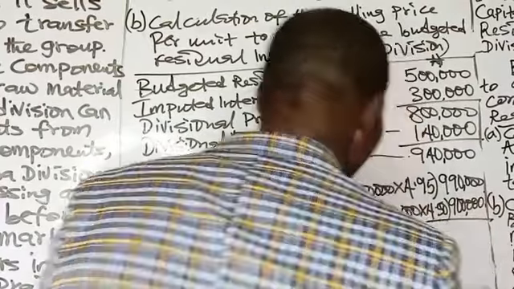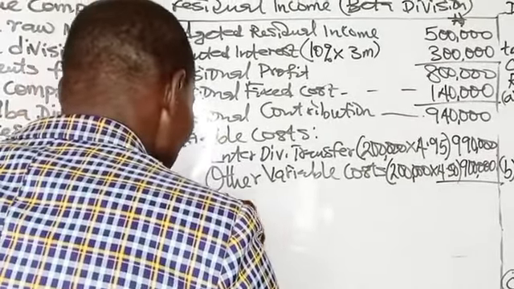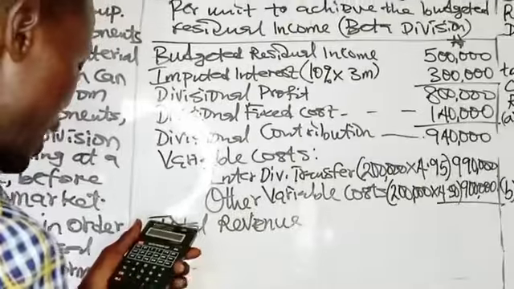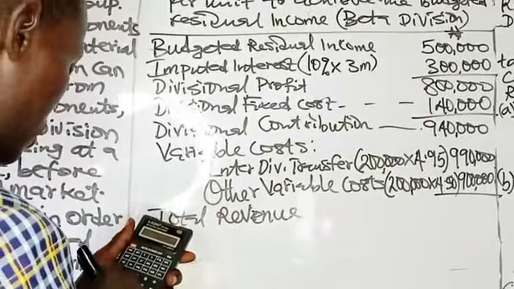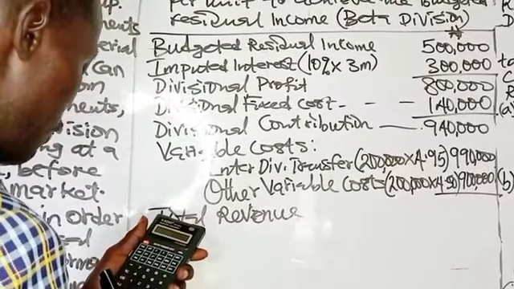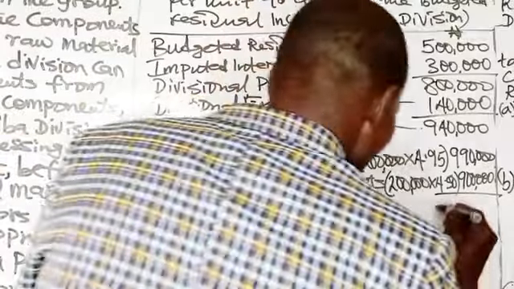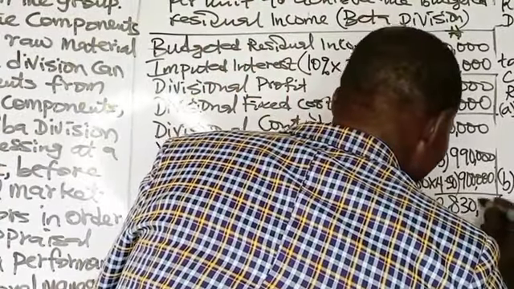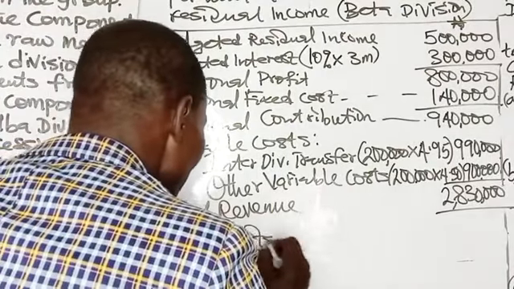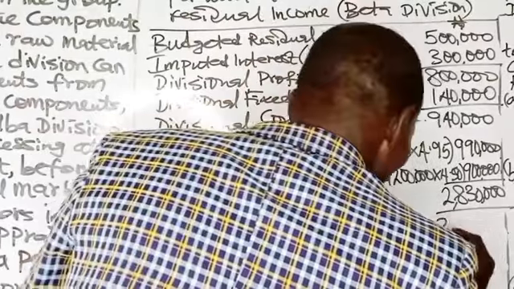If you add the variable cost to your contribution, you have the total revenue of better division. So 900,000 plus 990,000 plus 940,000. So we have 2,830,000. So number of units sold, we have 200,000.